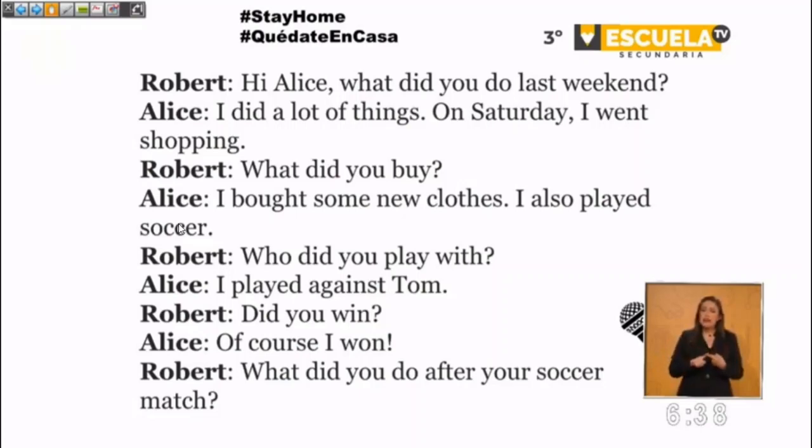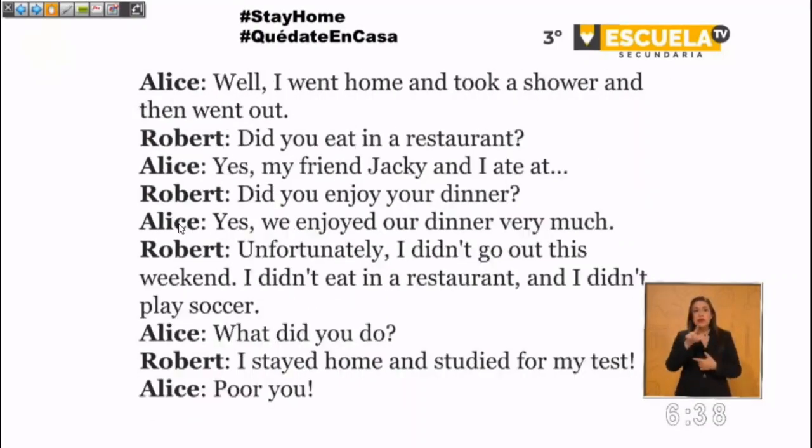Well, I went home and took a shower and then went out. Did you eat in a restaurant? Yes, my friend Jackie and I ate at. Did you enjoy your dinner? Yes, we enjoyed our dinner very much. Fortunately, I didn't go out this weekend. I didn't hit a restaurant. I didn't play soccer. What did you do? I stayed home and studied for my tests. Poor you. Thank you. Goodbye.